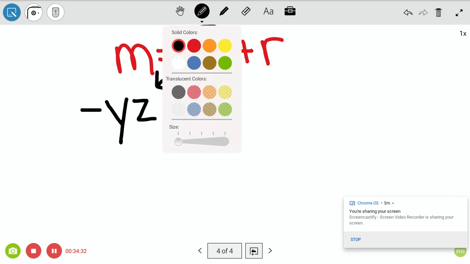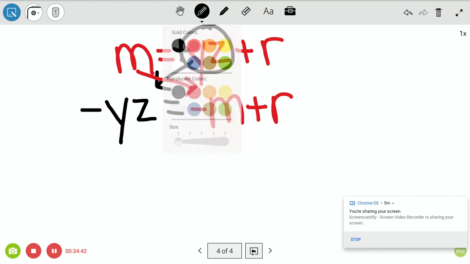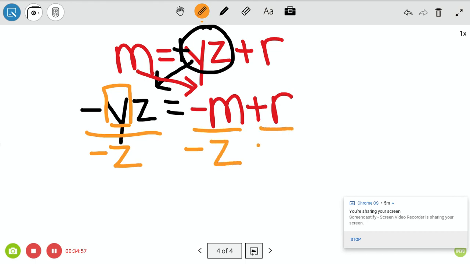Now on the other side, this m needs to be over here. So let's make it a negative m because we would subtract it over, plus r. Now we have everything attached. We're ready to divide. The only thing we want is a y. So everything else that is not a y gets divided. So we want to divide by negative z. Divide by negative z to all three parts.